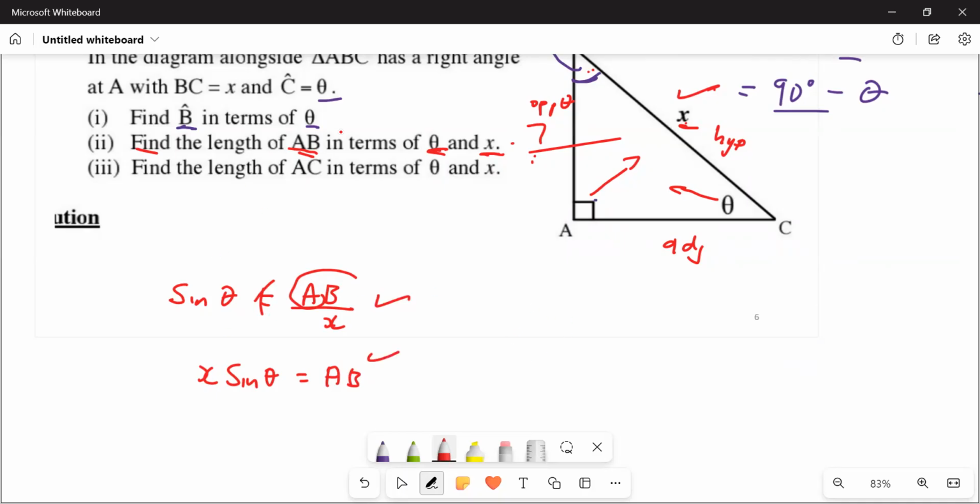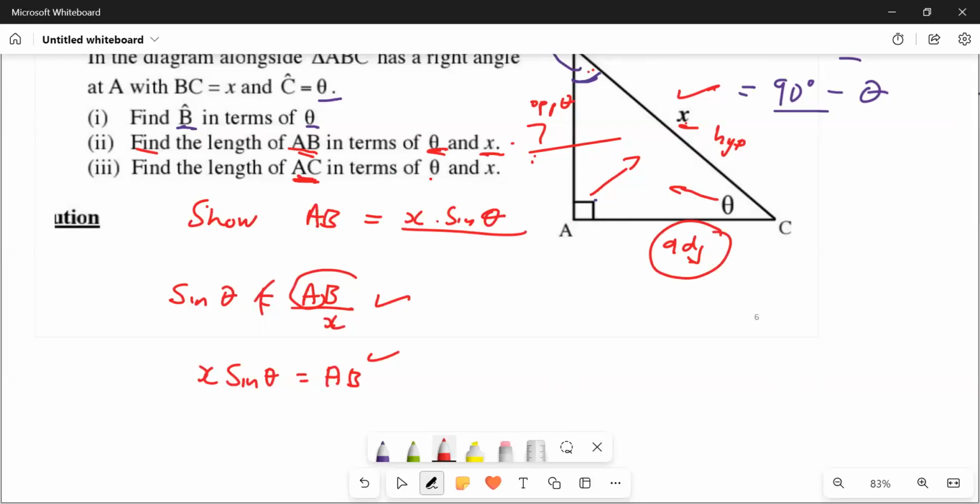Now, another way in which this question could have been asked, they could have said to you, show that AP is going to be equal to x multiplied by the sine of theta. It's exactly the same thing. Calculate AP. Are we still together then? Okay, we want to get the length of AC now.